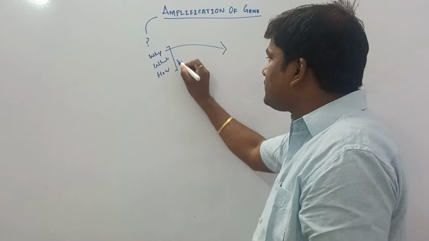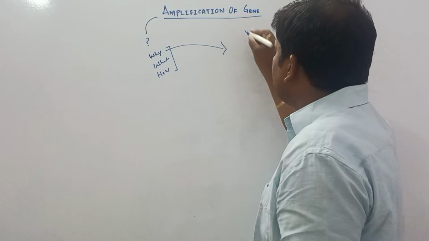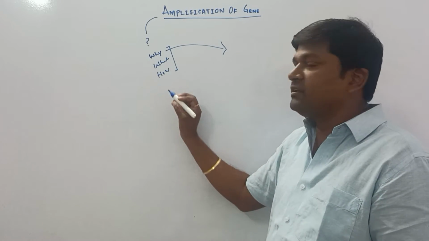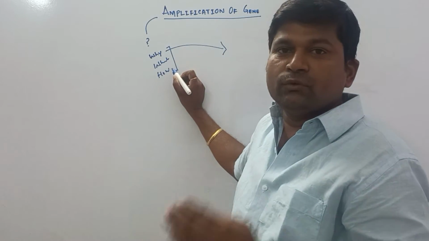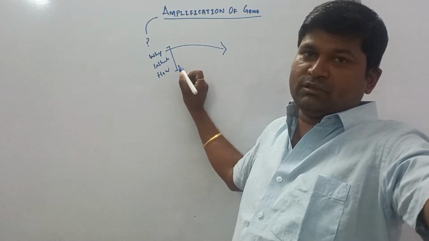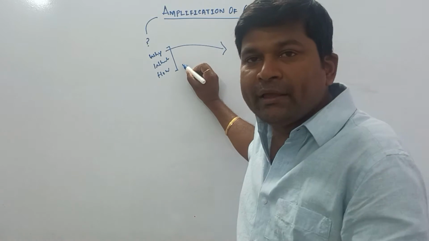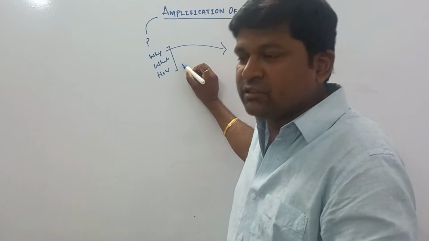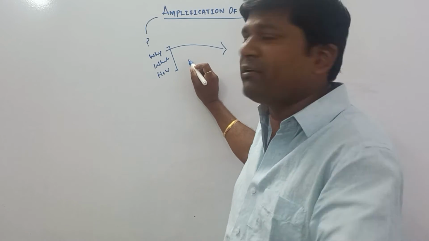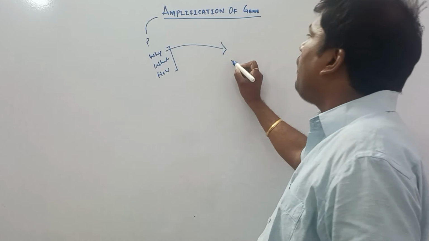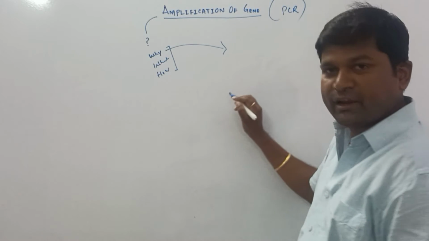Clear? Then second is the what. Once amplification is over, what is the use? During amplification, we get n number of gene sequences. That gene sequence can be utilized for a target product, let's say insulin, a genetically modified crop, or a plant species, whatever it might be. Then comes how the amplification is done. That means PCR, or polymerase chain reaction.